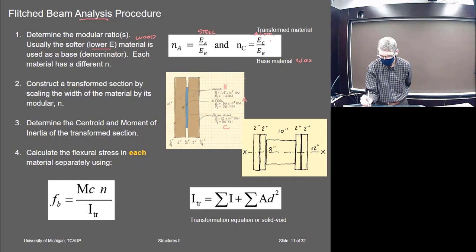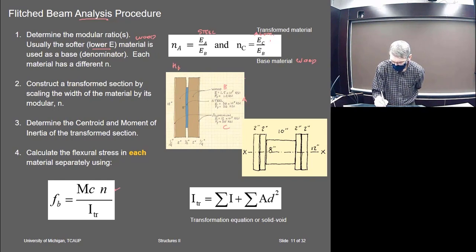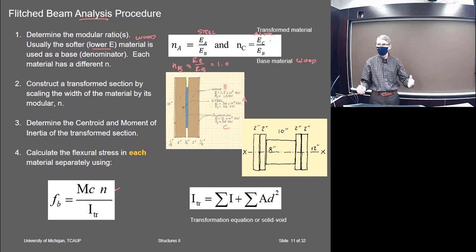This is where the wood is. So of course the N C, if you wanted to be consistent, that way you could use this same equation for all of them. You could have an N B for the wood, but it would be E B over E B, right? It would equal 1. So it has no effect. I mean, you'd be scaling the wood. The wood's already the full scale.